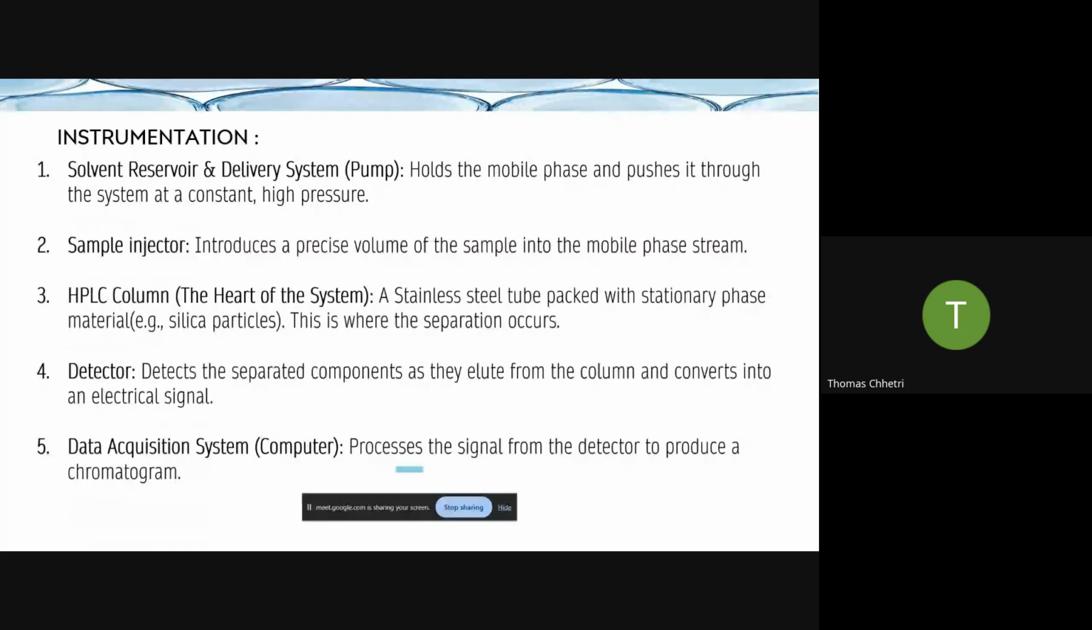It is a stainless steel tube packed with stationary phase material, for example, silica particles. This is where the separation occurs. The detector detects the separated components as they elute from the column and converts them into an electric signal. The electric signal is used by the data acquisition system, or the computer, which produces a chromatogram.